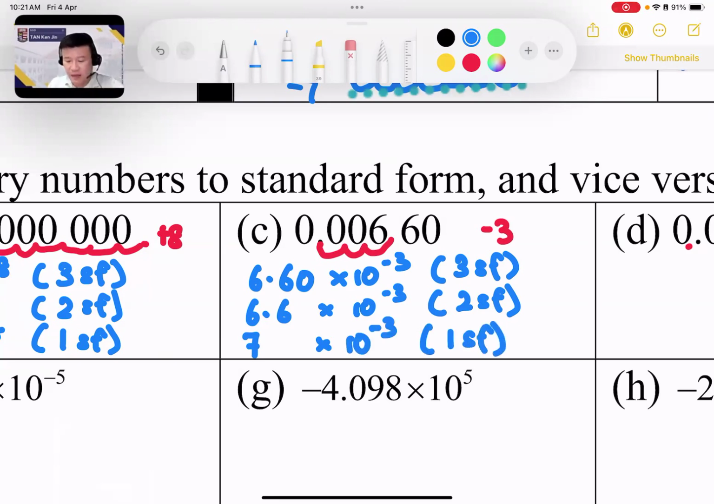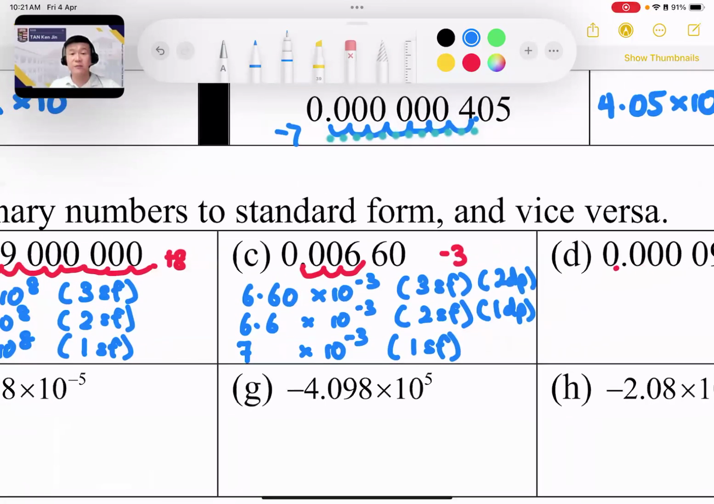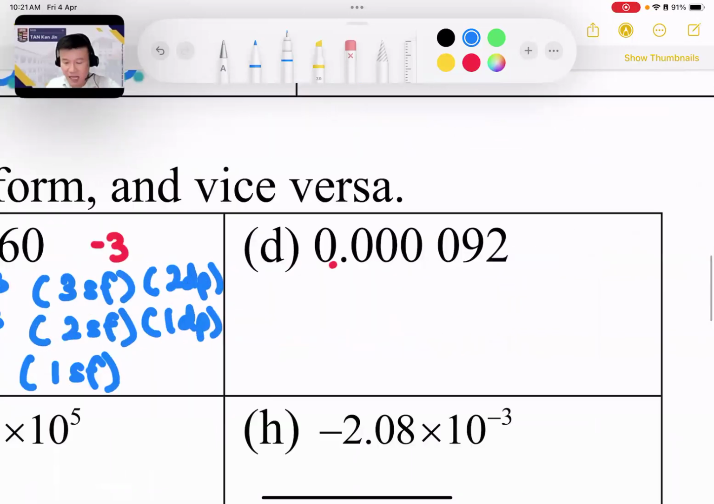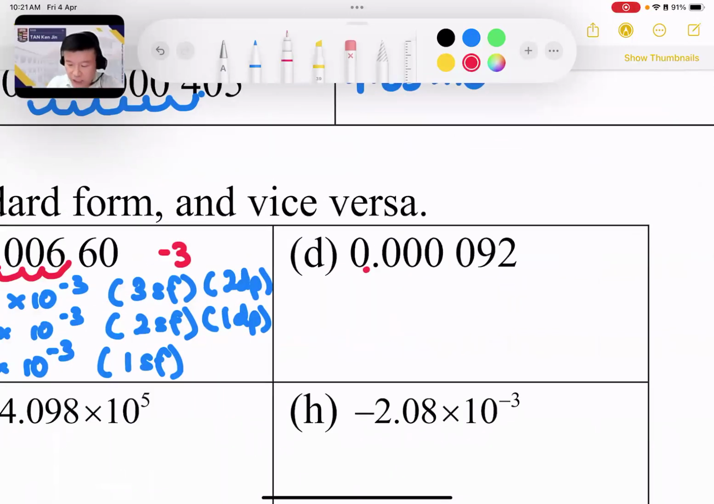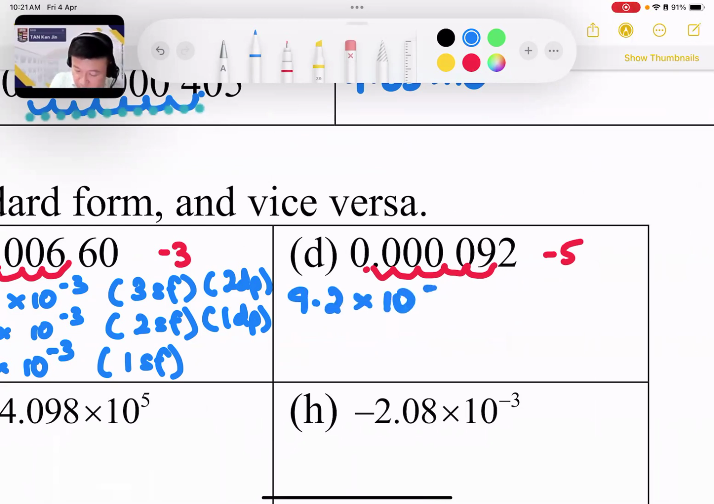Just in case you're wondering, this is also 2 dp, and this is also 1 dp. Okay, one decimal place and two decimal places. And the last one, if you prefer, you can shift it backwards. 1, 2, 3, 4, 5, or you can just count the number of zeros in front, in which case we know it's also 5. So this is going to be 9.2 times 10 to the power of -5.